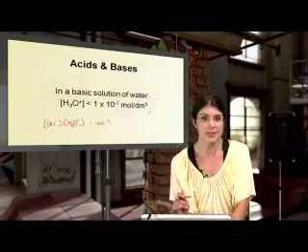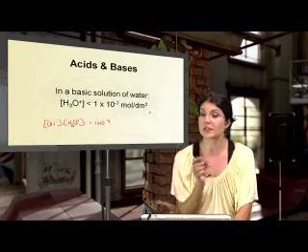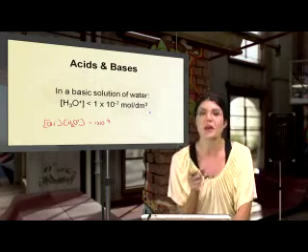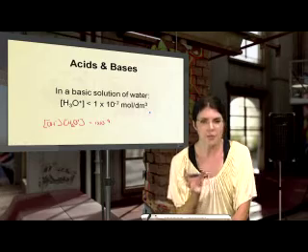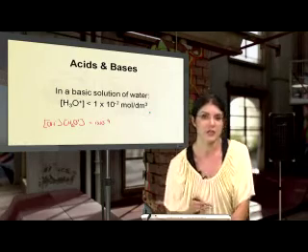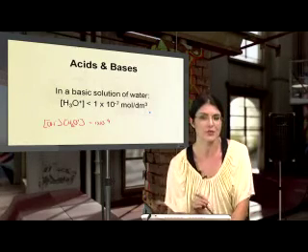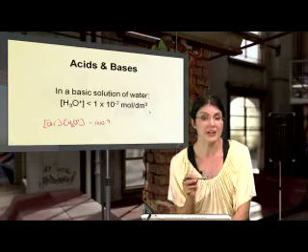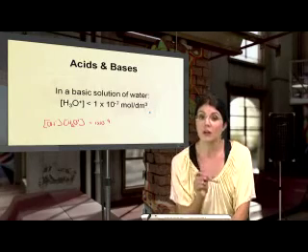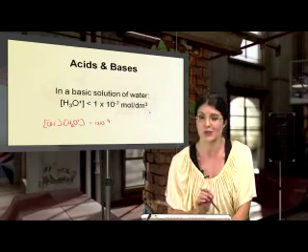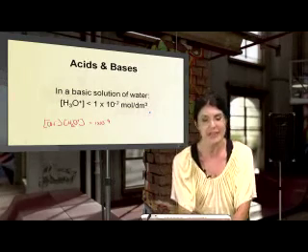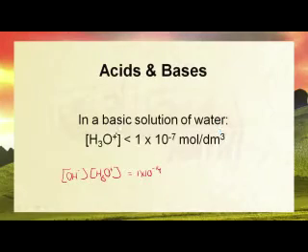Now, if it's a basic solution, then we are still going to take a look at the hydronium ion concentration, but now it will be less than the 1 times 10 to the power of -7. Now, the reason why I'm constantly going to refer to the hydronium ion concentration and not the hydroxyl ion concentration is because when we do our pH calculation, which I'll show you a bit later, we only use the hydronium ion concentration. We do not include the hydroxyl ion concentration in our calculation. Okay, so as we said, if it's a basic solution, then the hydronium ion concentration now will be less than 1 times 10 to the power of -7.